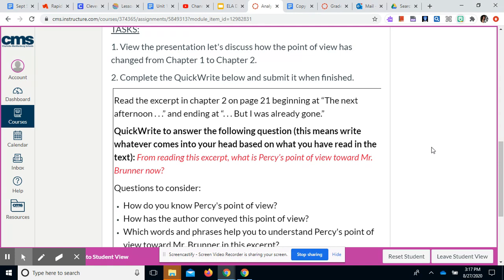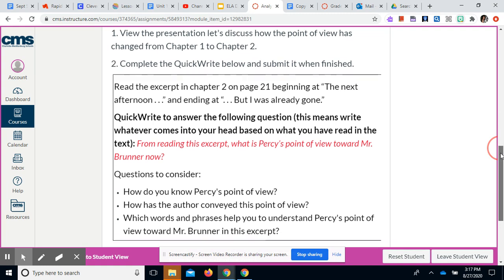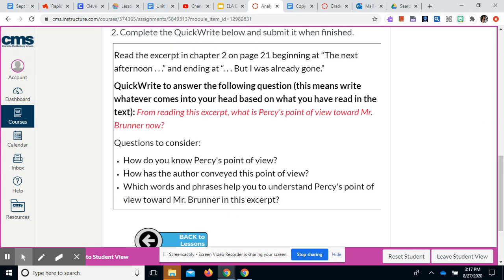Bruner. So go back and check out that excerpt in chapter 2 where Percy and Mr. Bruner just have a conversation after Percy's 3-hour Latin exam. And then you are meant to respond to the prompt from reading this excerpt. What is Percy's point of view toward Mr. Bruner now? To help you answer that question, you can consider how you know Percy's point of view, how the author conveys it, and which words and phrases help you to understand Percy's point of view.